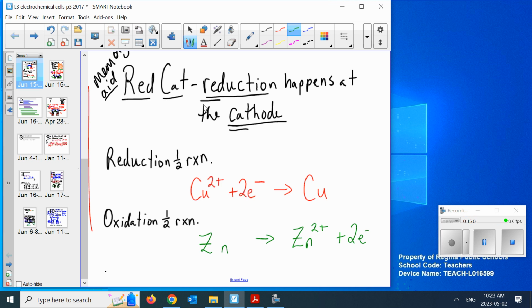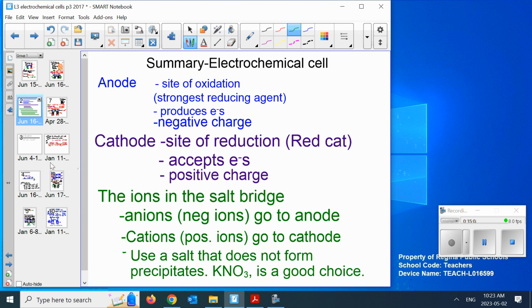That's some vocabulary that I'm going to pause and let you jot down. Some of this we already have. If you don't feel you need to rewrite cathode, red cat, go ahead. But you guys are young adults, so you know how you learn. So I'm going to pause the video. You can summarize this electrochemical cell here. Write down what you think you need to know.